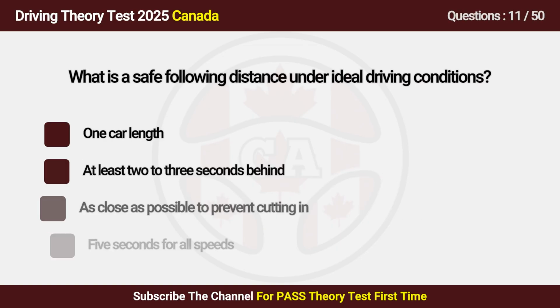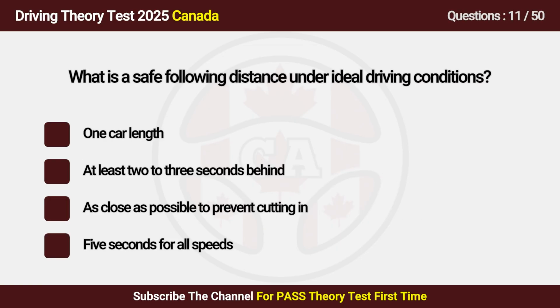Question 11. What is a safe following distance under ideal driving conditions? A. 1 car length. B. At least 2 to 3 seconds behind. C. As close as possible to prevent cutting in. D. 5 seconds for all speeds.